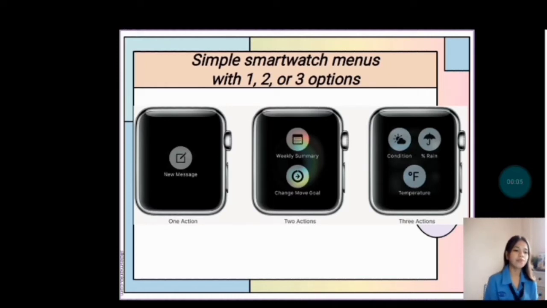Simple smartwatch menus with 1, 2, or 3 options. The 1 action: new message. 2 action: weekly summary and change move goal. The 3 action: condition, rain, and temperature.